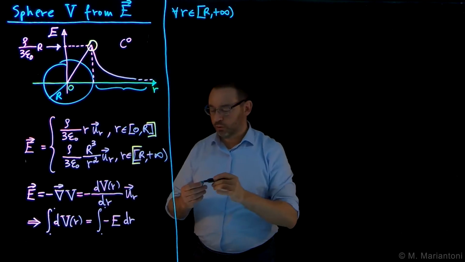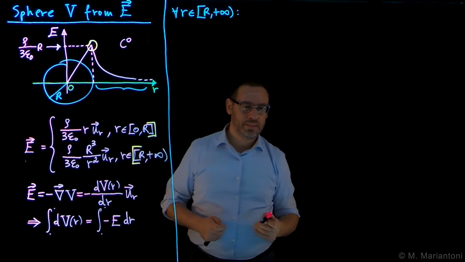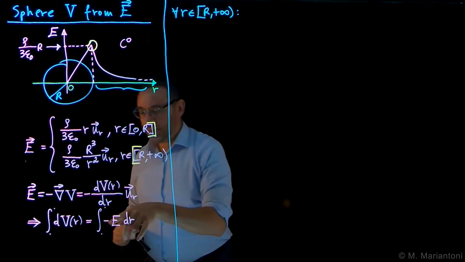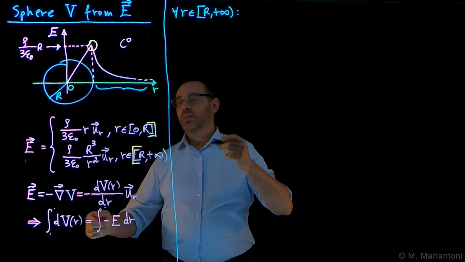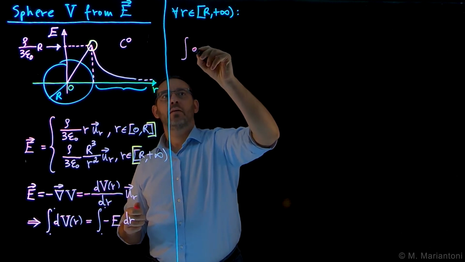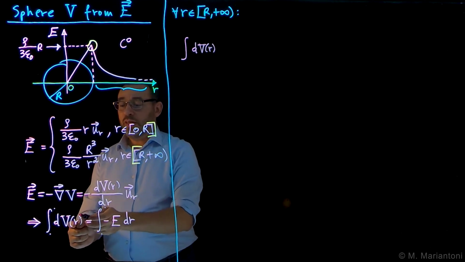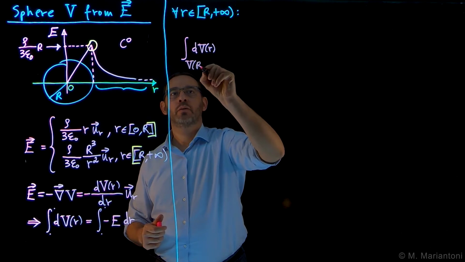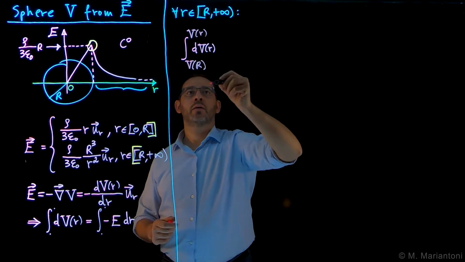Okay, that's the first region we want to study. In this region, as it turns out, we can very simply write down this integral equation as follows. So we want to integrate dVr from what value? From V at capital R, that's my starting point, all the way to any point V at small r.